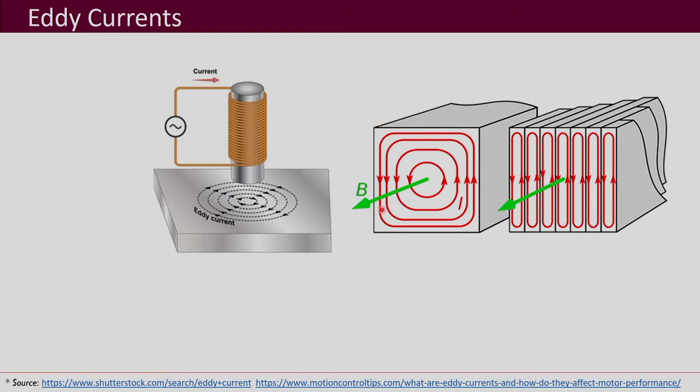So if you cut this into different sections, small layers, that is what we call lamination. Then you will still have eddy currents, but the resistance will be higher and so the currents should be lesser. So eddy current loss is basically your I squared R loss.